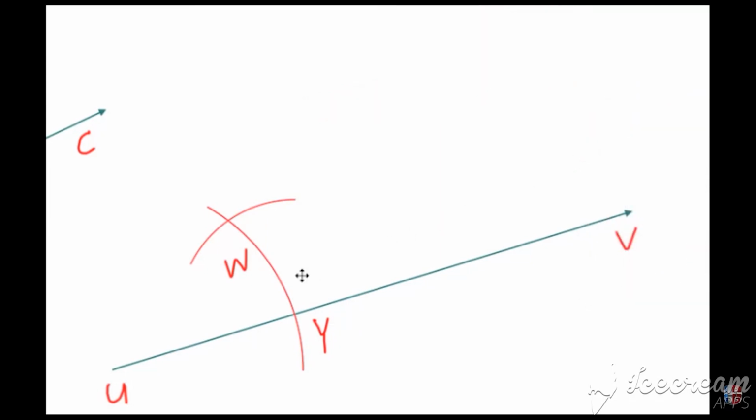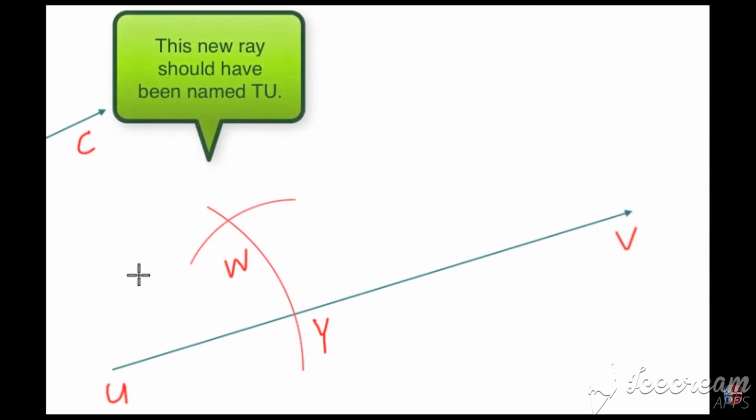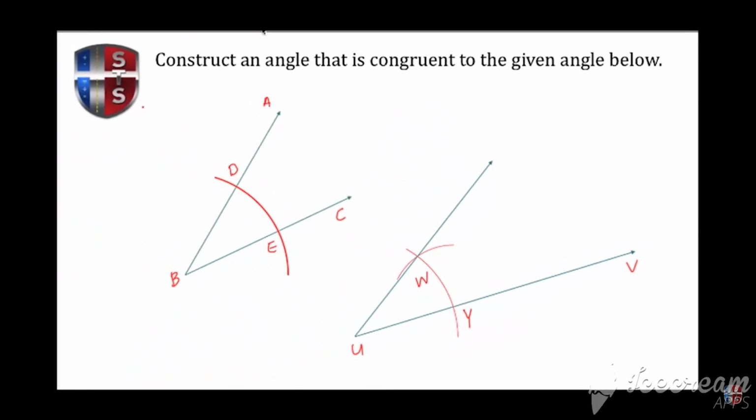And now let's draw that ray going from U through W, and that looks like it should be good. Now let's go ahead and get rid of some of these extra arcs, so we can more easily see what's going on here with our construct.